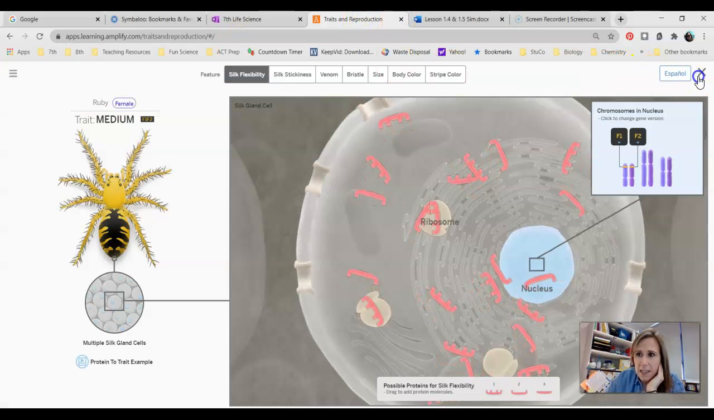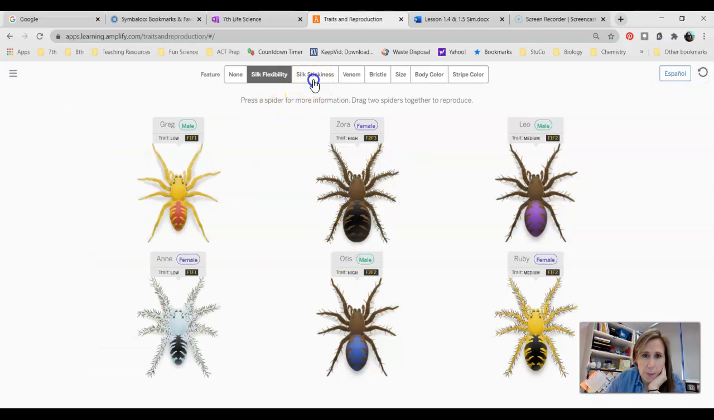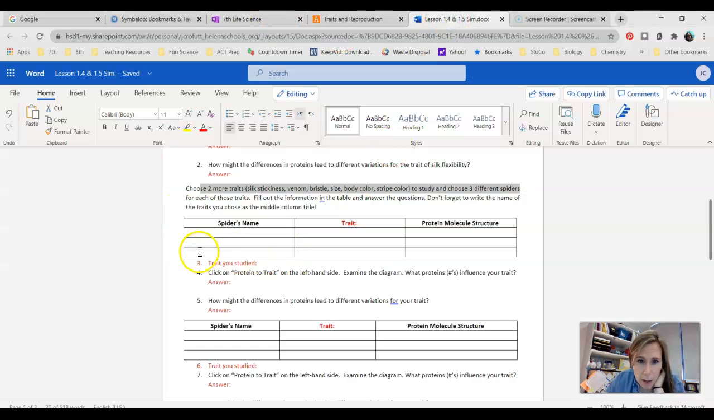So if we go back into this, you guys have these other traits up here: silk stickiness, venom, bristle size, body color, and stripe color. To study 3 different spiders, again, you're going to want to pick something that has more than 2 variations. So I think all of them, but maybe 1 had 2 variations. So pick some that have different variations. So your options are silk stickiness, venom, bristle size, body color, and stripe color. Choose 1 spider from each variation.